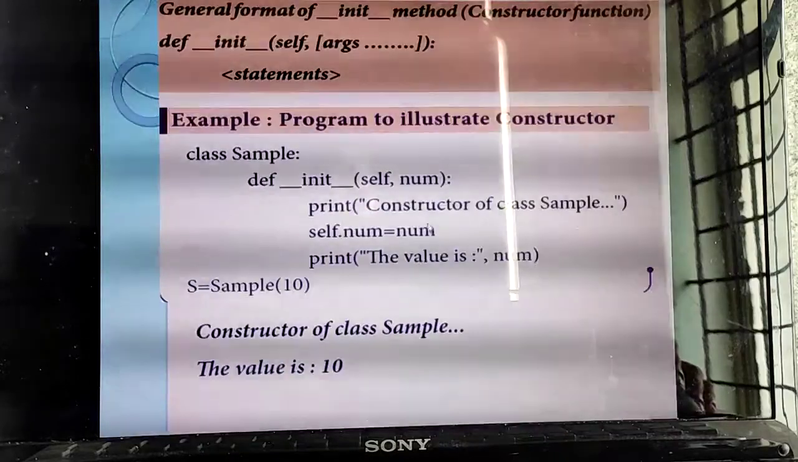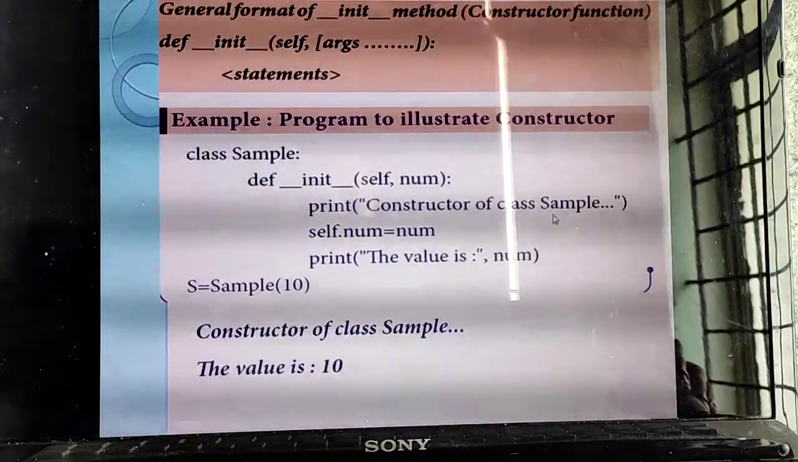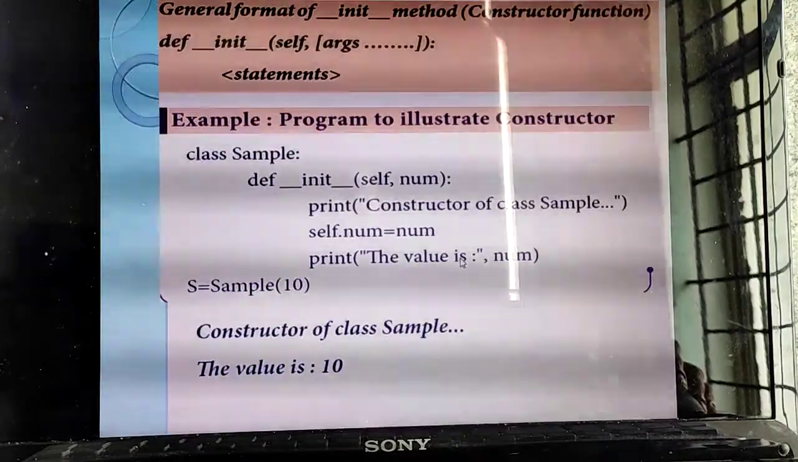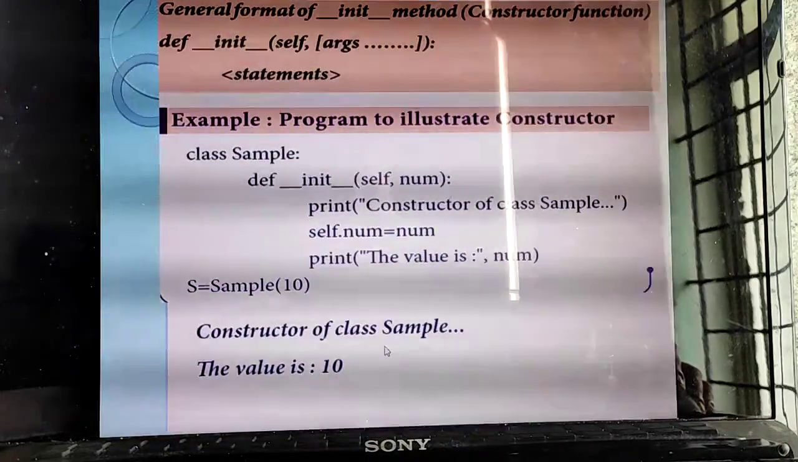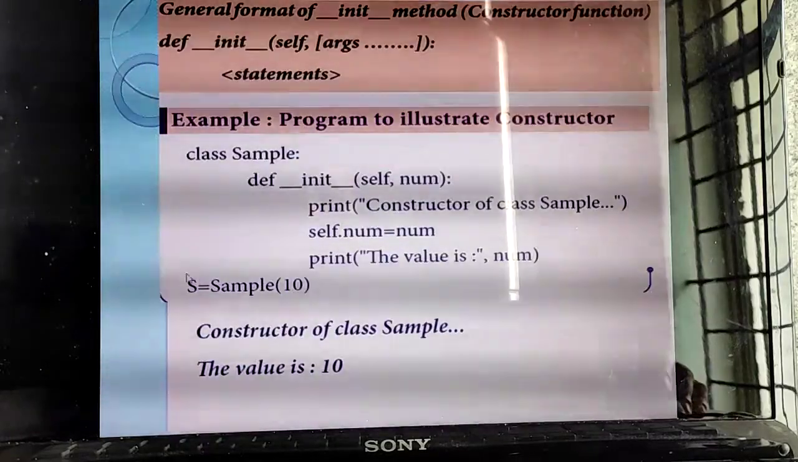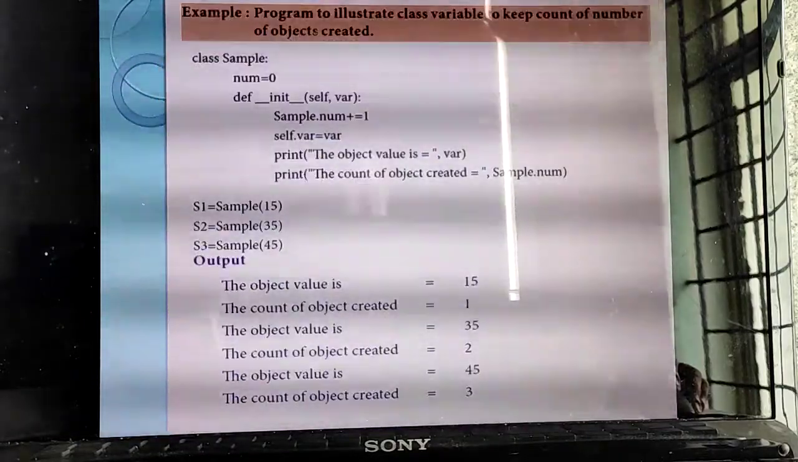What output will you get? First is a constructor of class sample. Then you are entering the value. So what value have you entered? Num. So the value of num is 10, and that you will get as the output. Immediately after the line where you create the object, the constructor is automatically executed and the value inside the constructor will display as the output. Understand? This is the concept of constructor.